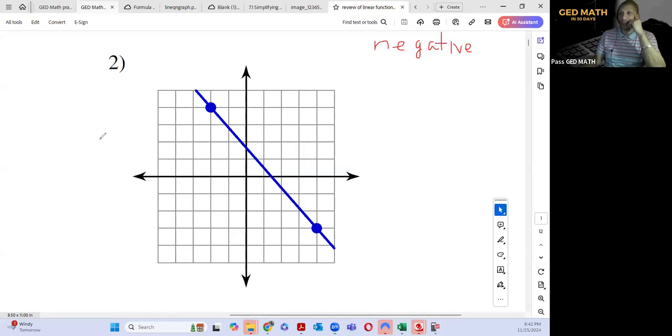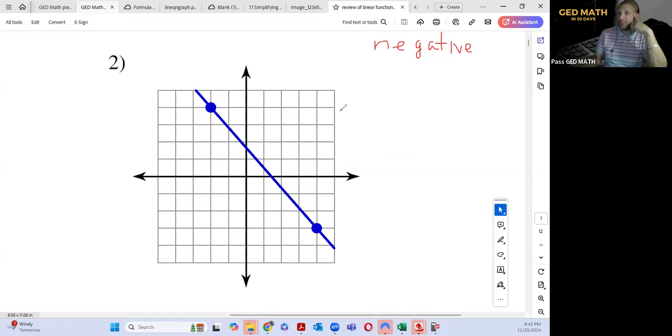Now, I need you to understand there's more than 2 points on this line. That's a point right there. That's a point right there. That's a point right there. These are all points on a line. You can use any 2 points. Luckily, they gave us the points. We don't have any work to do.